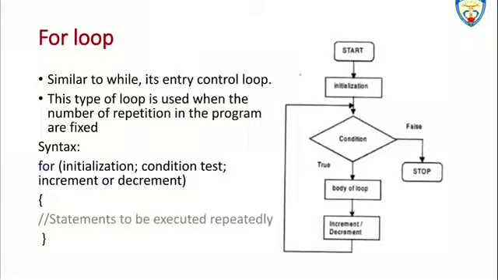Next we have the for loop. It is similar to the while loop, an entry control loop, where the condition is checked before. This type of loop is used when the number of repetitions in the program is fixed. For initialization, i equals 1, condition test i less than 10, then increment i++. If these conditions are met, then only the statement will be executed repeatedly.